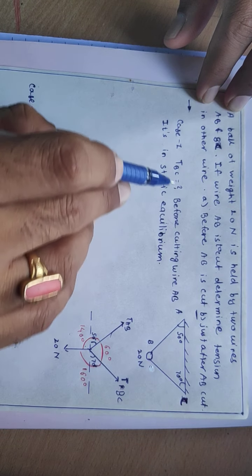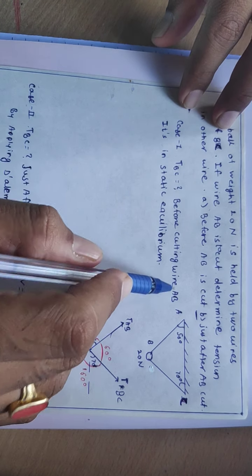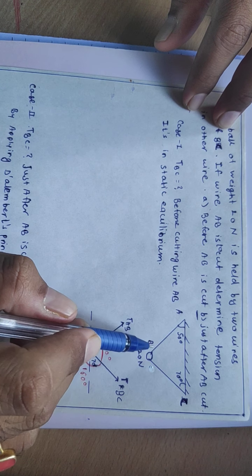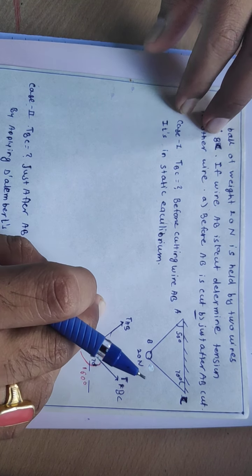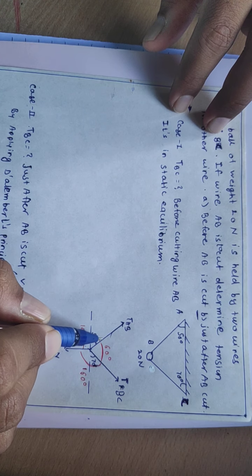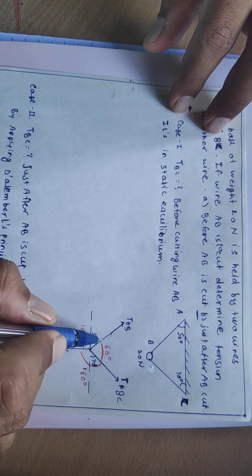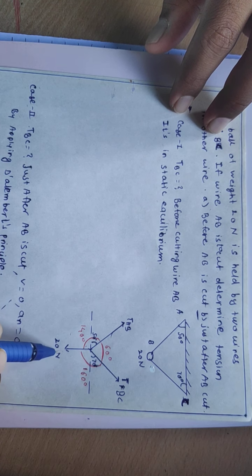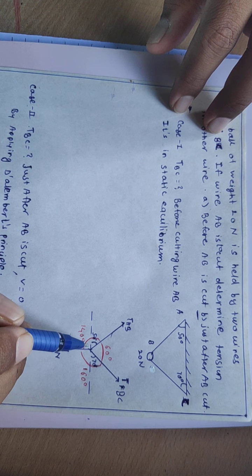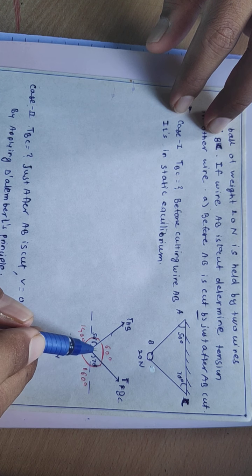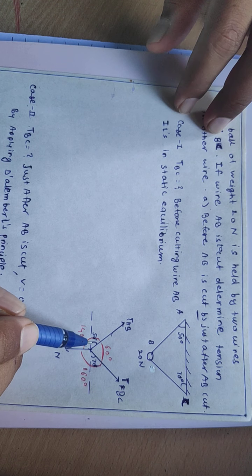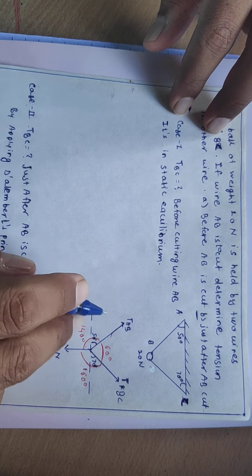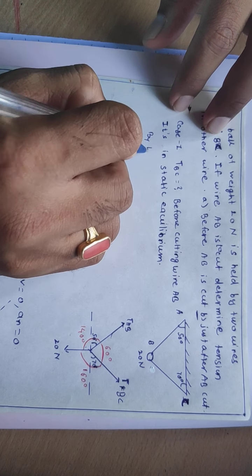Now for the first case, before cutting wire AB, it is in static equilibrium because it is not in motion, and hence we can apply the conditions of equilibrium. Here we can use Lami's theorem. There are three forces, TAB, TBC and 20 Newton, which are in equilibrium. When can we use Lami's theorem? When the system is in equilibrium and there are only three forces in the system, only then can we use Lami's theorem.